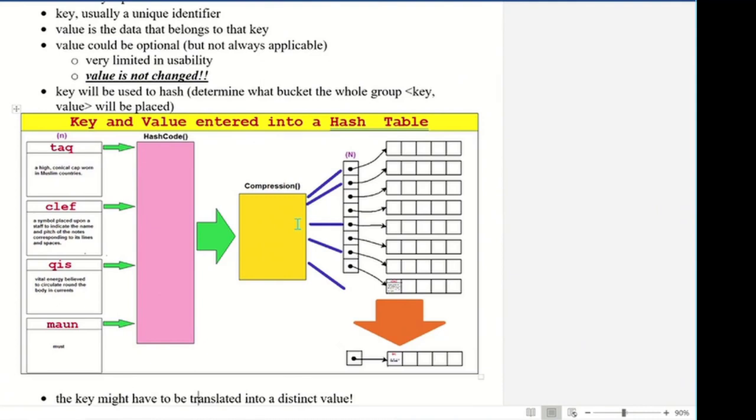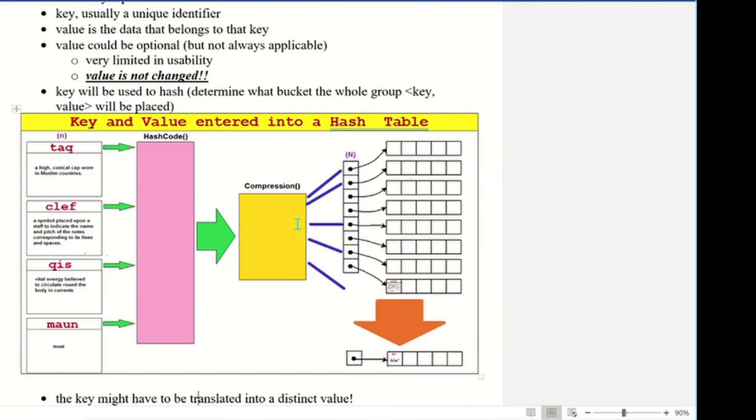Now here's the good news. That compression and hash code functions are used over and over again, not just to drop data into a certain location, but also to tell you where it is. Because the data once dropped into a bucket is not going to be moving. Because again, the overall goal is to find something fast.